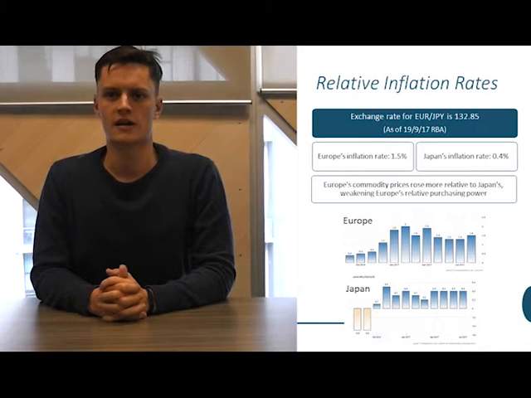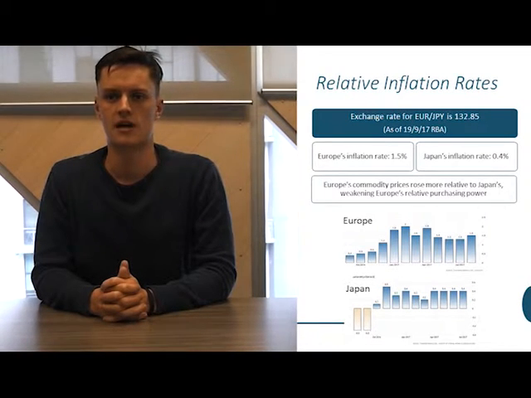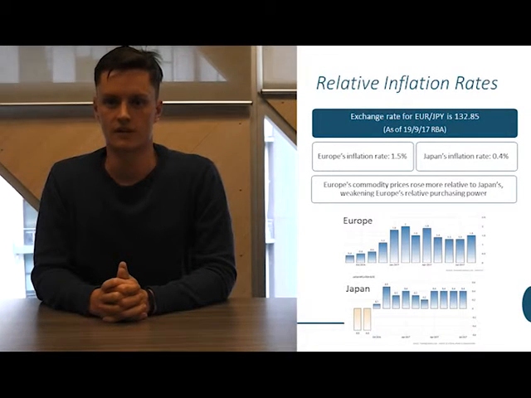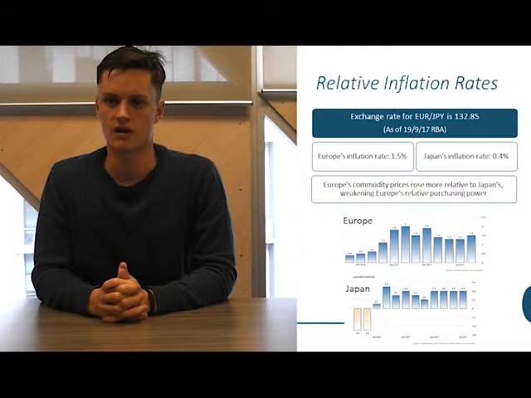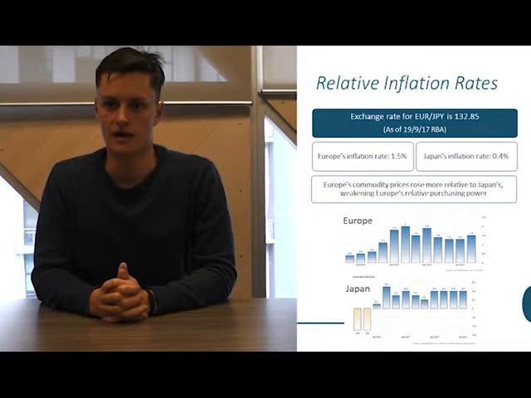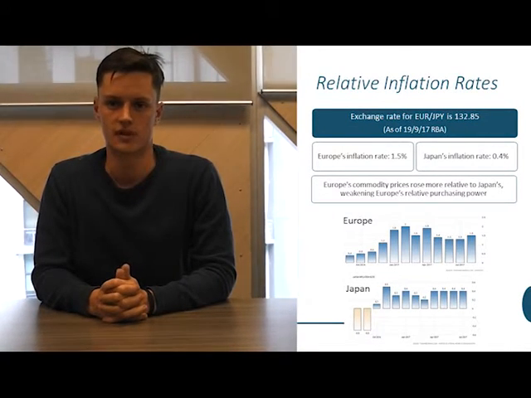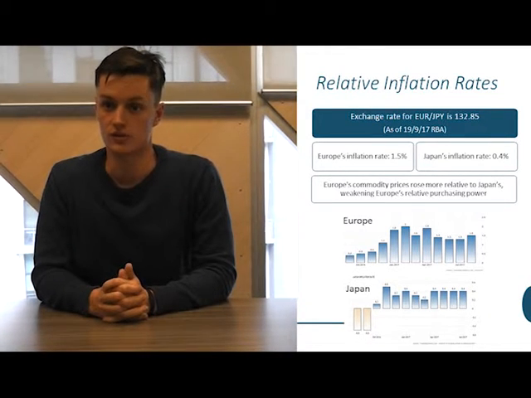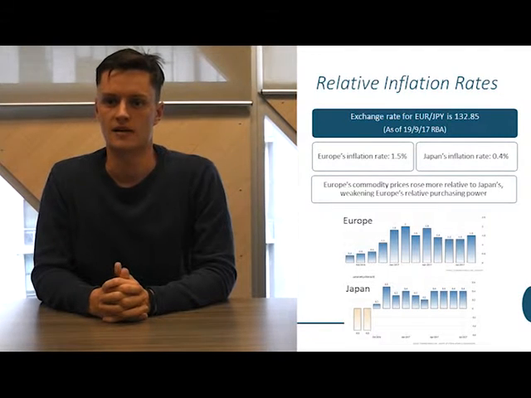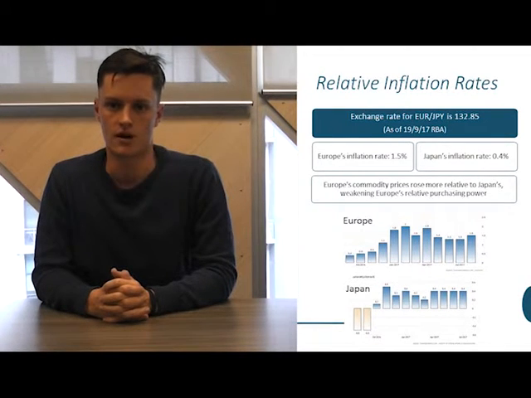Currently, the euro is trading at 132.85 Japanese yen as of the 19th of September. In terms of relative inflation rates, the euro's inflation rate is currently 1.5%, as reported by the European Central Bank, compared to Japan, whose inflation rate is currently 0.4%. When comparing these two rates, the general price of goods and services in Europe has increased at a greater rate than that of Japan, which is experiencing a 1.1% lower rate.